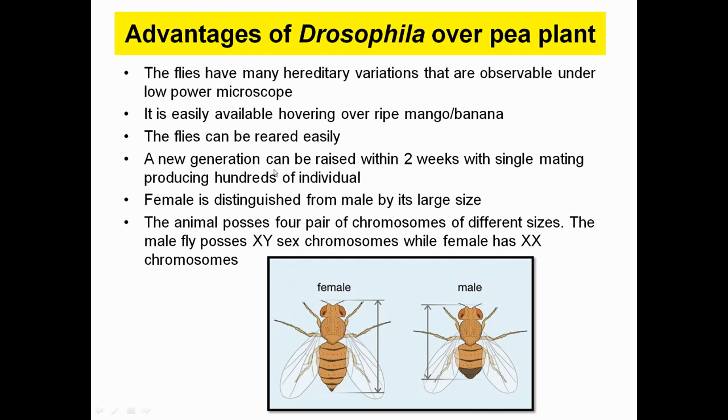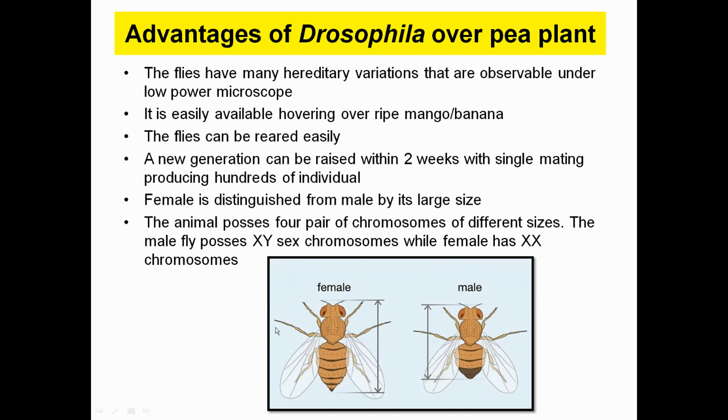Okay, so first of all, we need to discuss why Thomas Hunt Morgan preferred Drosophila over the pea plant. The flies have many heritable variations which can be easily observed with the help of a low-power microscope. Okay, so there is no special need of any sort of instrument. They can be easily grown on ripe mango or banana, and the lifespan of a new generation is quite short, that is 2 weeks, producing a hundred individuals after a single mating.